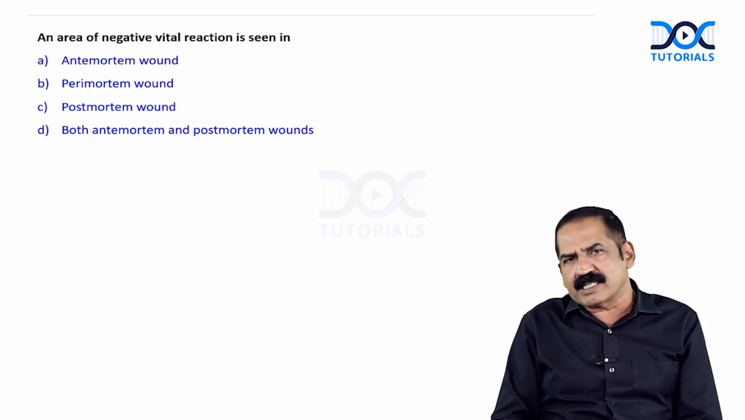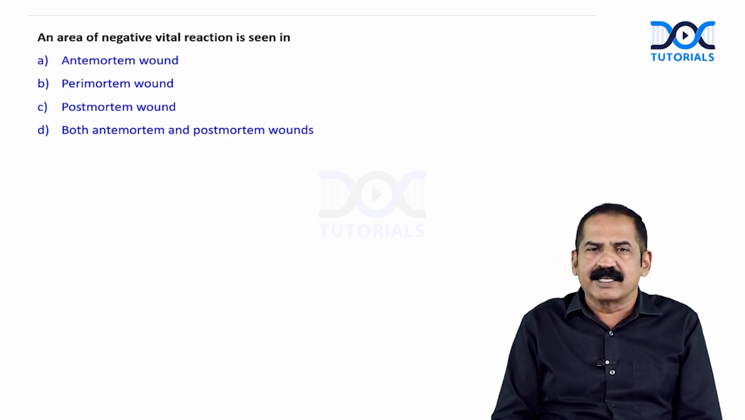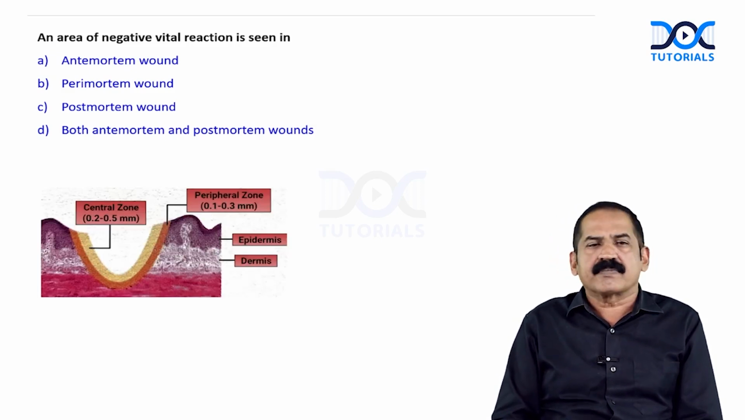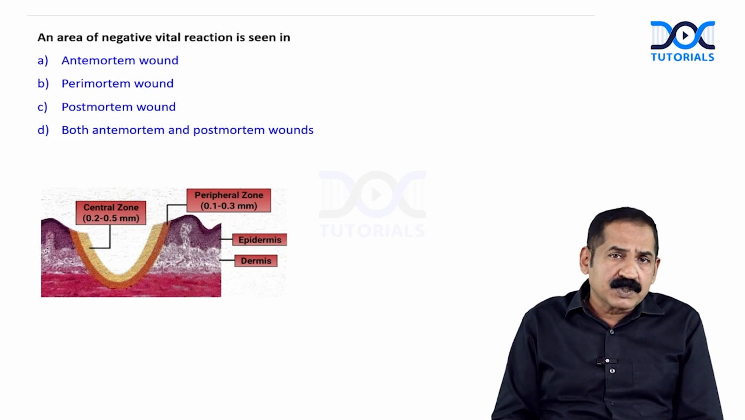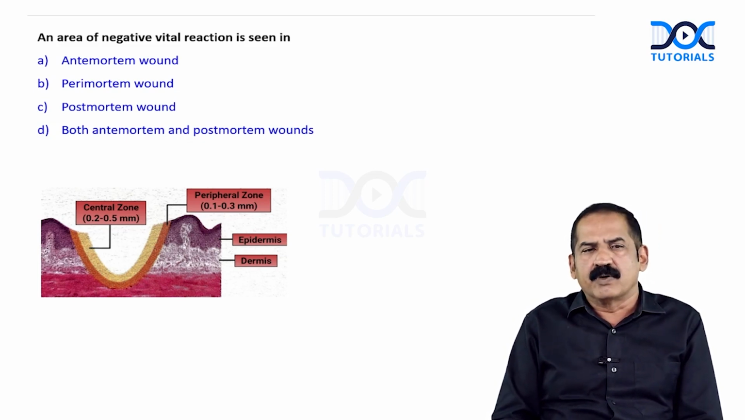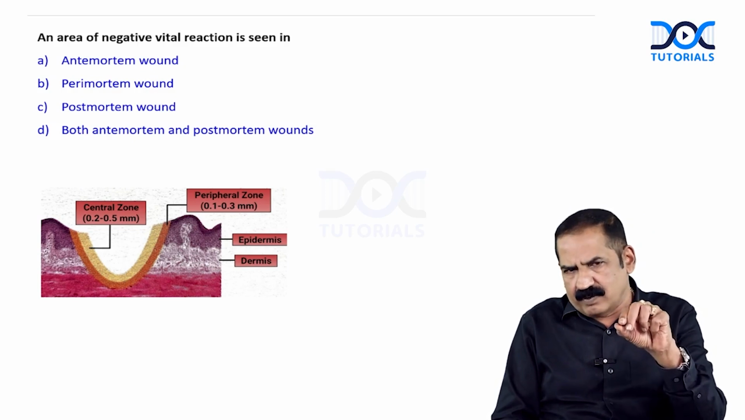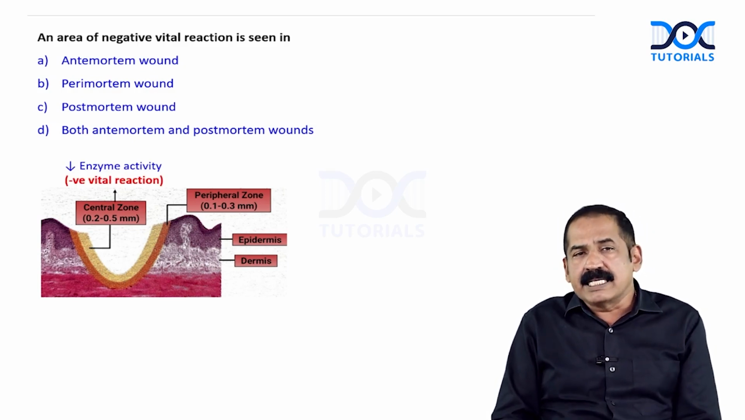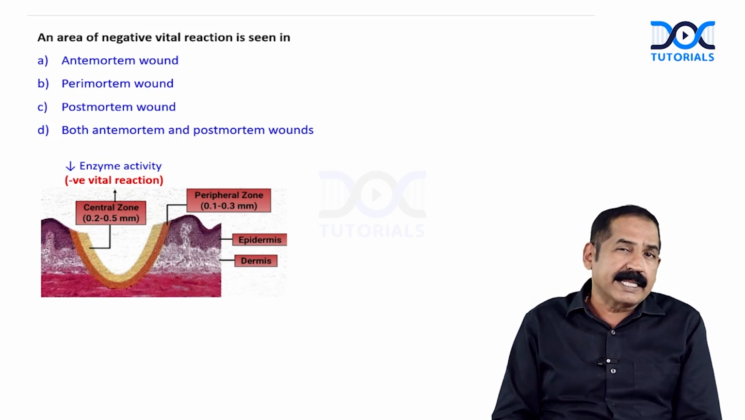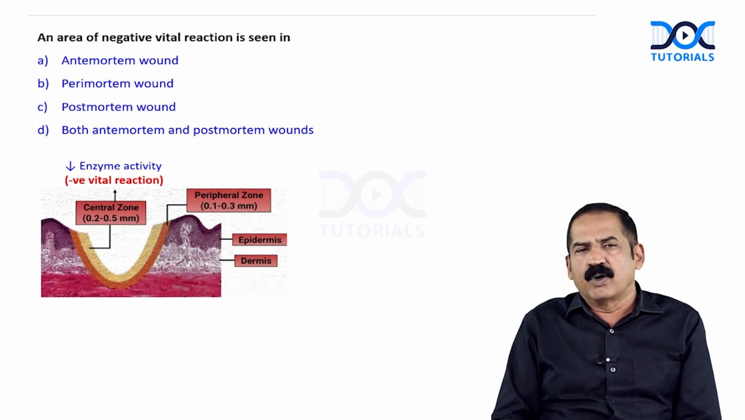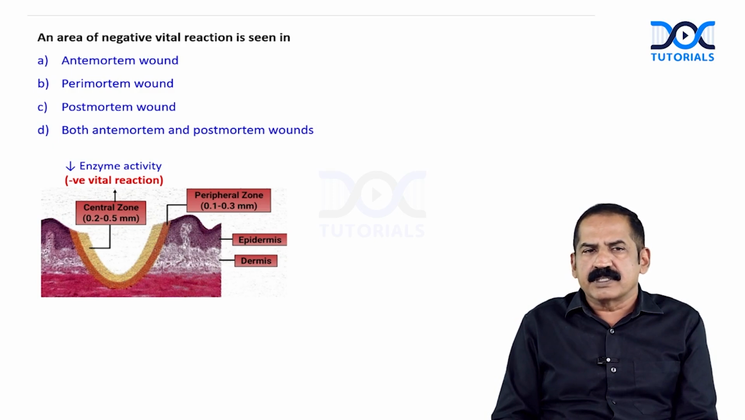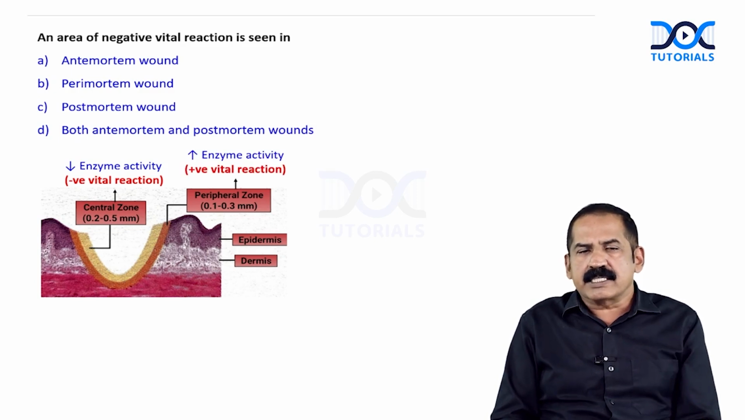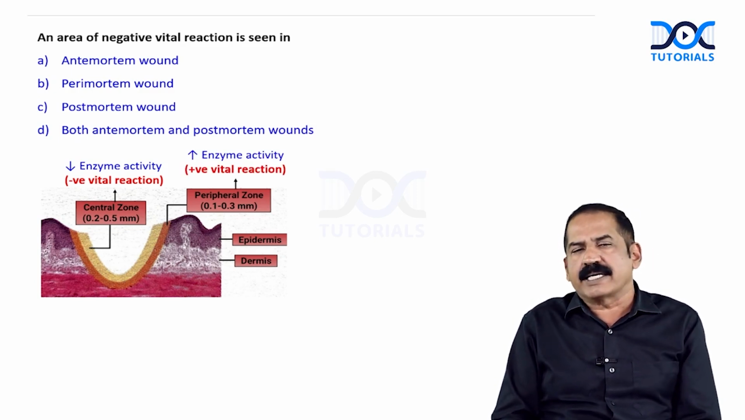What do you mean by negative vital reaction, positive vital reaction, and no vital reaction? Look here. In case of any injury over the body, there will be a central zone and peripheral zone. Central zone is immediate next to the wound, about 0.2 to 0.5 millimeter, very small area, where there will be decreased enzymatic activity. That is known as negative vital reaction. Whereas, just next to the central zone, there is peripheral zone, 0.1 to 0.3 millimeter, where there is increased enzymatic activity, that is known as positive vital reaction.